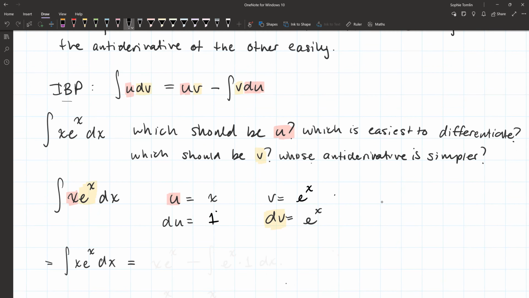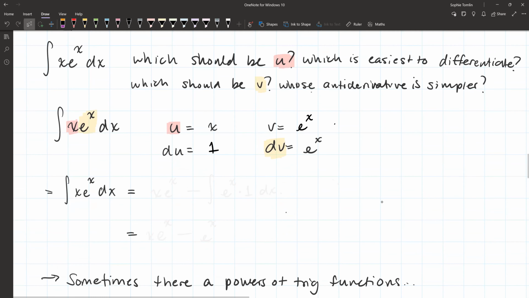Sometimes you might have that the easier one to differentiate is e to the x. But in this case, when we have an x term, that just goes to 1, and that's even simpler to use.